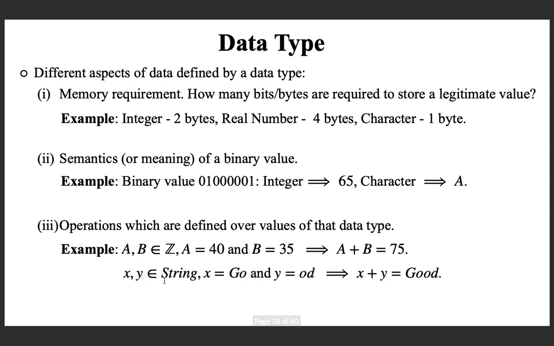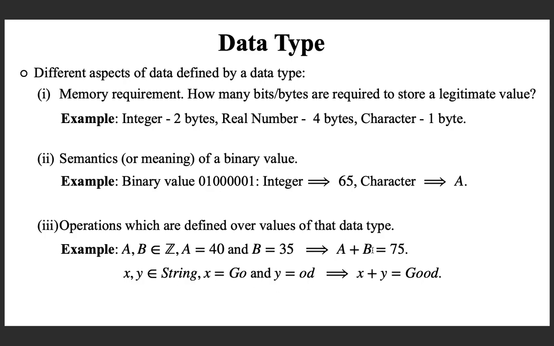Now suppose you have two objects x and y, both are string objects. X is a string, y is a string. Suppose that the value of x is go, which is a string, and y is odd, which is another string. Now x plus y could be representing good. That is, here the plus is representing concatenation for strings. Okay. Anyway, string data type is not permitted in the C language. I am giving you just an example to understand what I mean when I say operations.